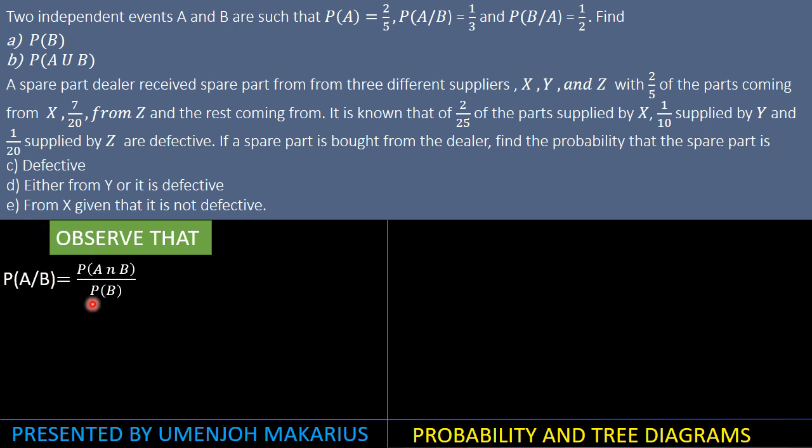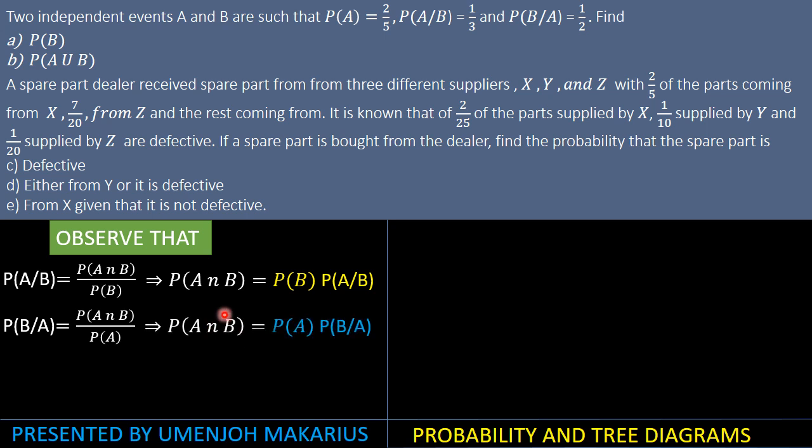So in such a case, if you make the probability of A intersection B the subject, we are going to have the probability of A intersection B equal to the probability of B times the probability of A given B. Great. So we can keep this one aside. Then also the probability of B given A is simply the probability of A intersection B all over the probability of A. Similarly, if you make the probability of A intersection B the subject, we have the probability of A intersection B equal to the probability of A times the probability of B given A.